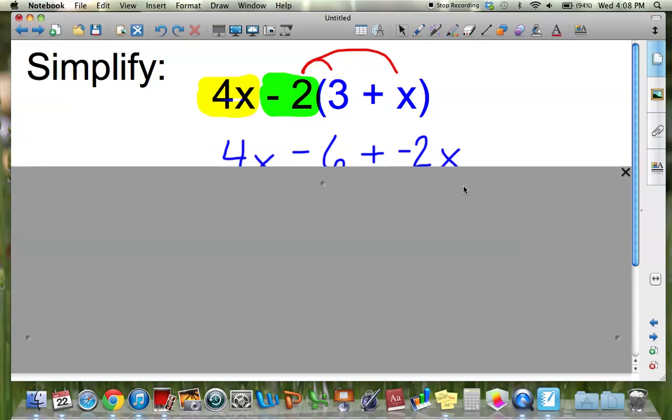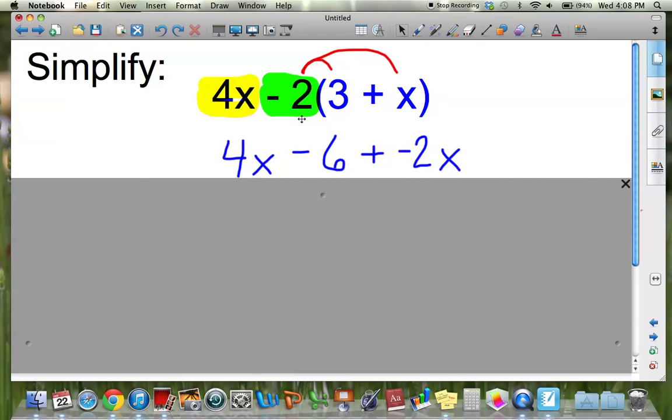So when I multiply, this negative 2 times 3 gives me a negative 6. I put a plus sign in between because that's what's there hanging out in the parentheses. Then I take a negative 2 times x, which would give me negative 2x.